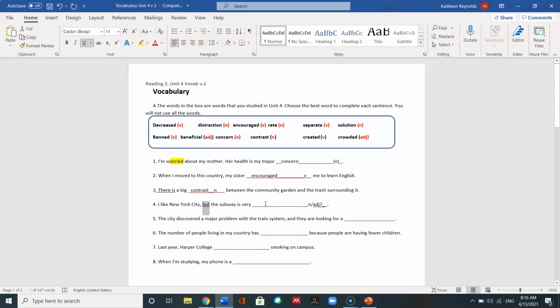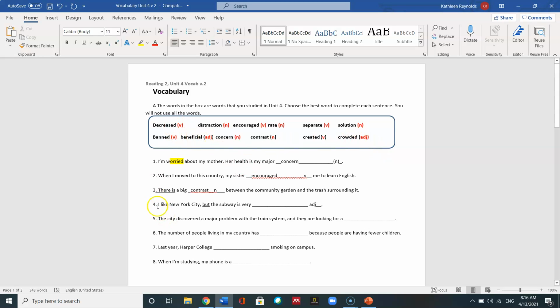So let's try, the subway is very concerned. So actually here we know we need an adjective. The reason is we have an adverb here, "very." So "very" cannot describe a noun. It has to describe an adjective. So we have two adjectives: the subway is beneficial, or the subway is crowded.